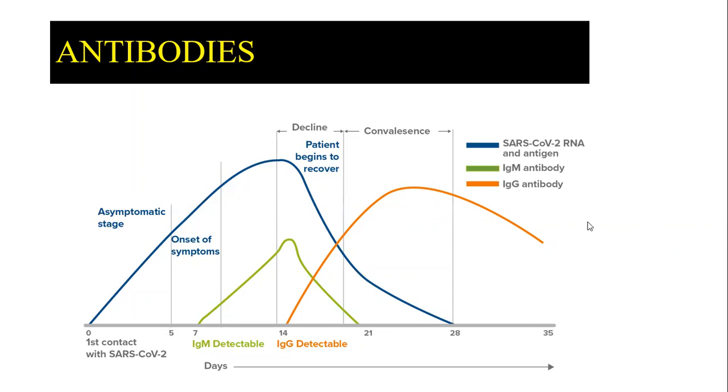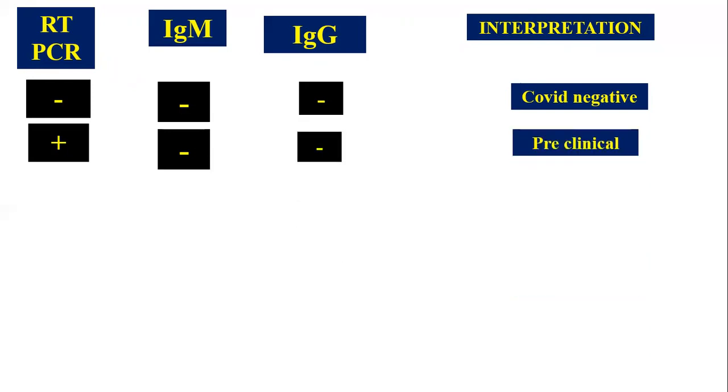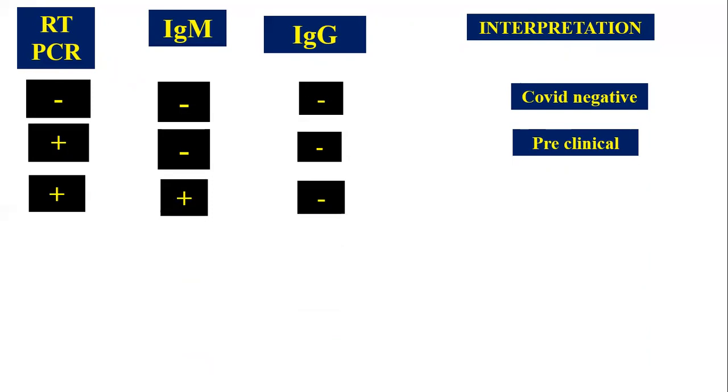Next, interpretation of the antibody and PCR tests. If RT-PCR is negative, IgM negative, and IgG negative, the patient is COVID negative. If RT-PCR is positive, IgM negative, IgG negative, the patient is COVID positive but in the preclinical stage. If RT-PCR is positive, IgM positive, and IgG negative, that is after 7 days, since only after 7 days will we detect the IgM antibody.